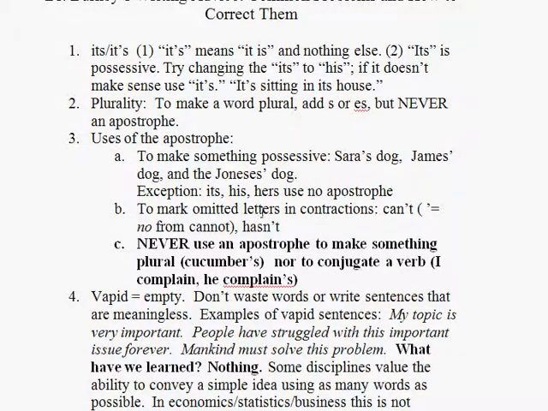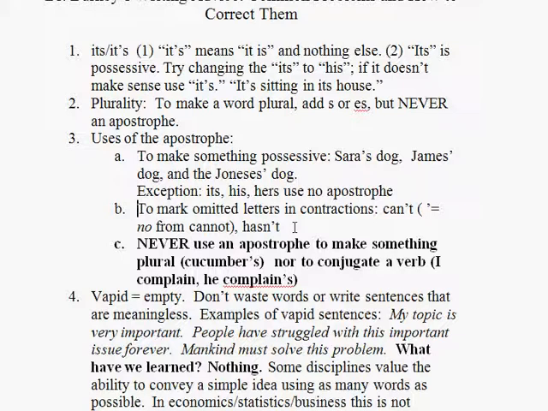The second common use of an apostrophe is to mark omitted letters in contractions, as in can't. How you know where to put the apostrophe is where those missing letters are. It's cannot, but the NO in cannot has been removed. Hasn't. Same kind of thing. And so if you see an apostrophe, it means that there were omitted letters.